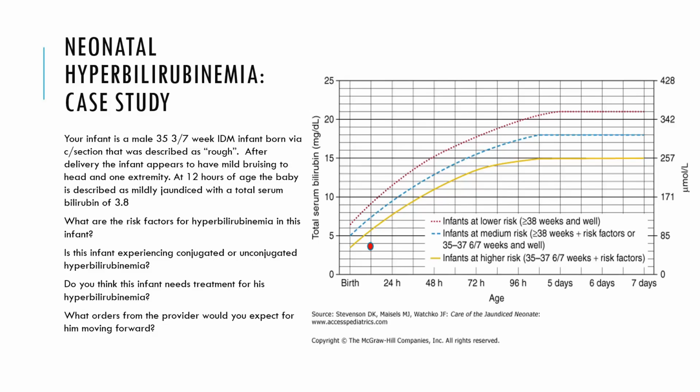What orders from the provider would you expect moving forward? So this baby's in the NICU. Billy's 3.8. Really nothing other than the normal, right? Increase hydration as much as possible. Try to eat, try to poop, try to clear it himself. Everything will be fine, right? Maybe.